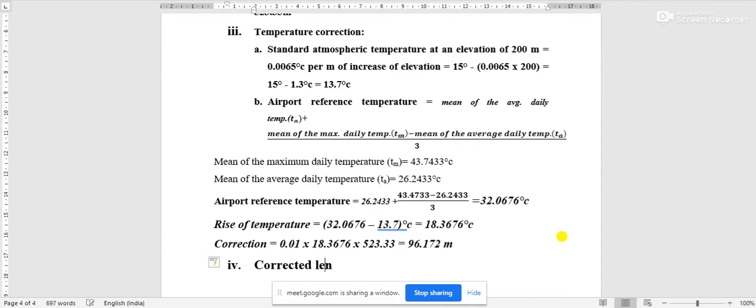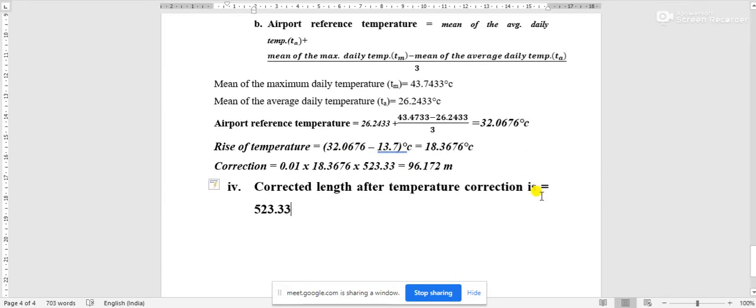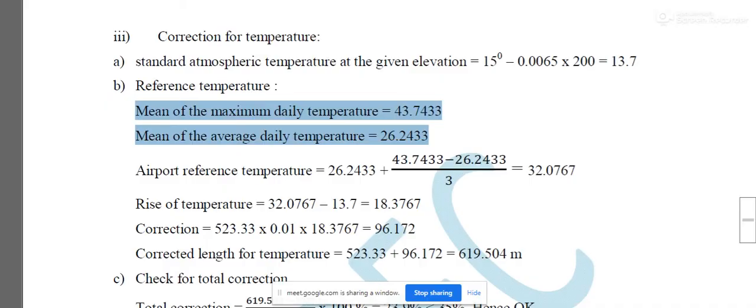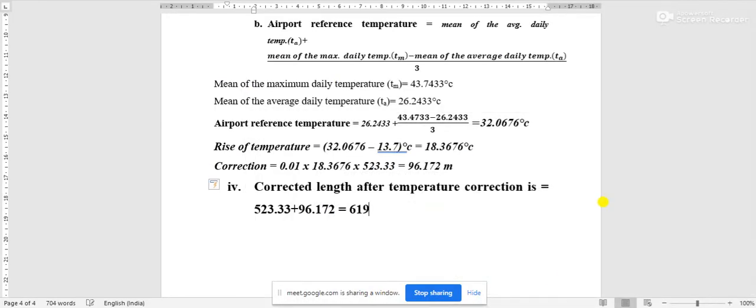Corrected length after temperature correction is equals to 523.33 plus 96.172, and the value is 619.504 meter. This is the corrected length after temperature correction.